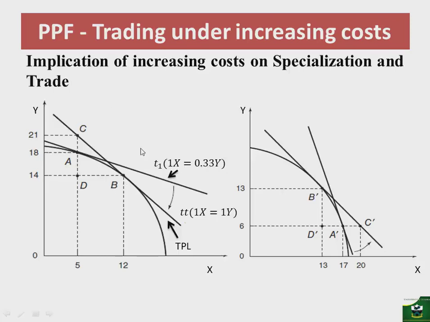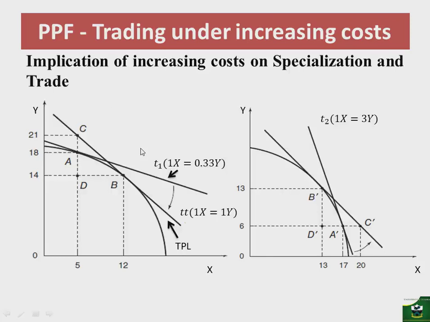Now, we see again here that the slope of the PPF at point A prime is equal to 3Y, which is the reciprocal of nation 1's domestic terms of trade. And therefore, this shows that nation 2 has a comparative disadvantage in the production of commodity X, but a comparative advantage in the production of commodity Y.